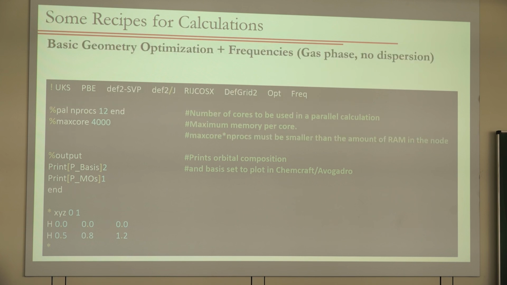Then these are settings for how many processors. This is for outputting all the orbital information for plotting. If you don't do this, you cannot plot in Chemcraft or Avogadro. And here I give the charge and the spin multiplicity, with a hydrogen molecule as an example.